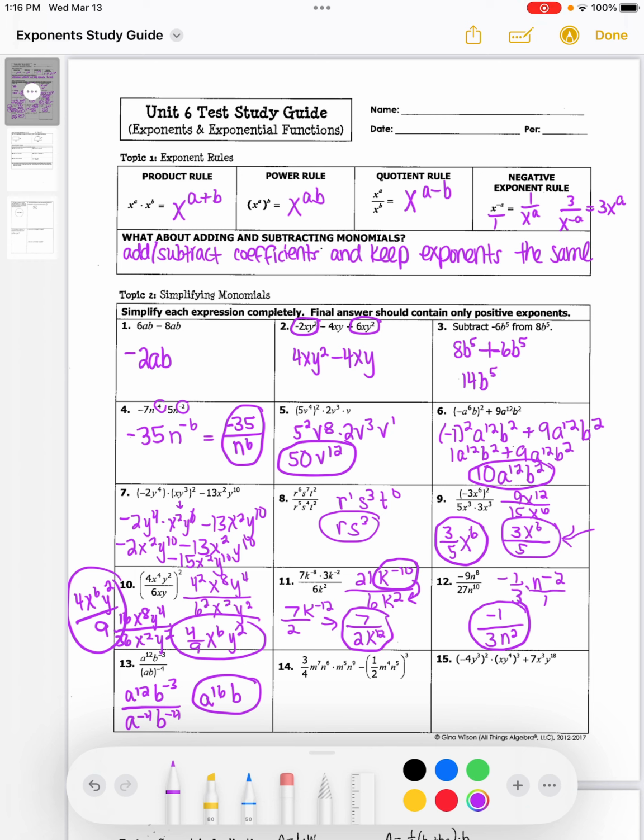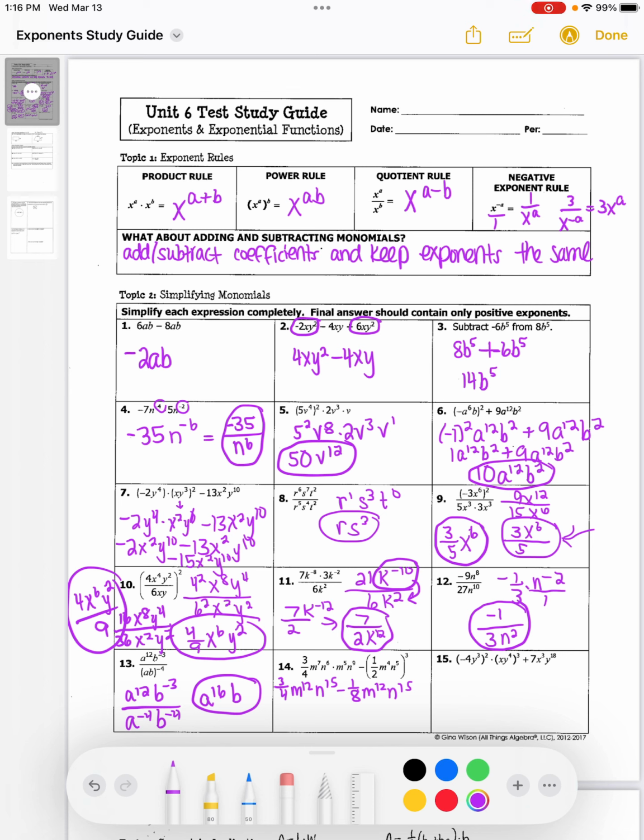For number 14, a lot of stuff, it looks a little confusing here, especially with the fractions, but don't worry. 3/4, let's add the m's together, m to the 12th, and then the n's, n to the 15th. And then we've got a power rule here, minus 1/2 to the 3rd power is 1/2 times 1/2 times 1/2. In fraction form, that's 1/8. And then that'll be m to the 12th, n to the 15th power.